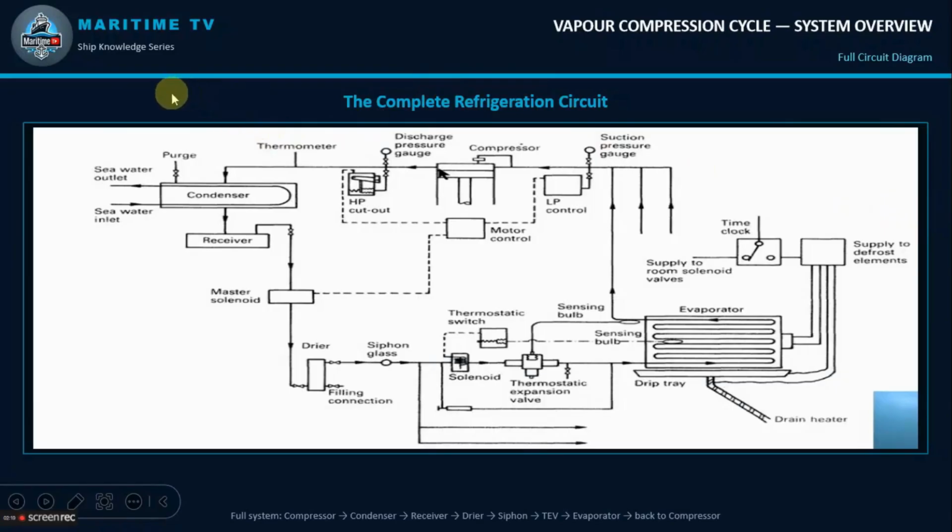So this is our complete diagram or circuit which shows the refrigeration cycle. The full system is compressor. You see here this one, compressor. Condenser, this one is condenser. Dryer, we have dryer here. Sight glass, we have sight glass. TEV, our thermal expansion valve, this one. Also we have evaporator, also the back pressure. This is our evaporator, back to compressor. This is our compressor.